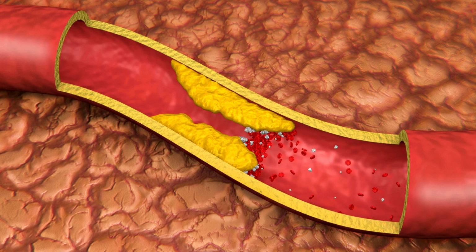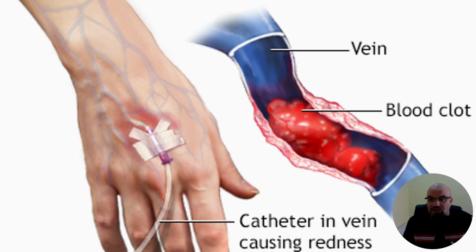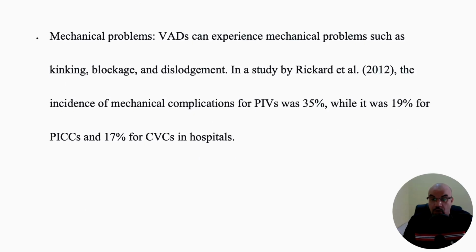This is an example of how thrombosis looks. Because of the nature of the vein, the foreign body inside, and the wound, the body will start to react in a way that tries to close this opening.